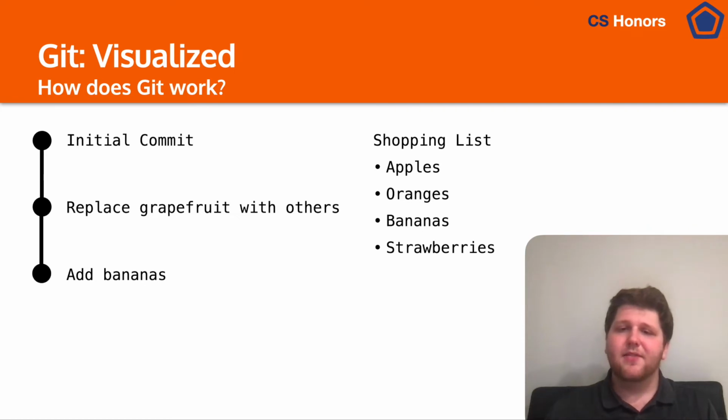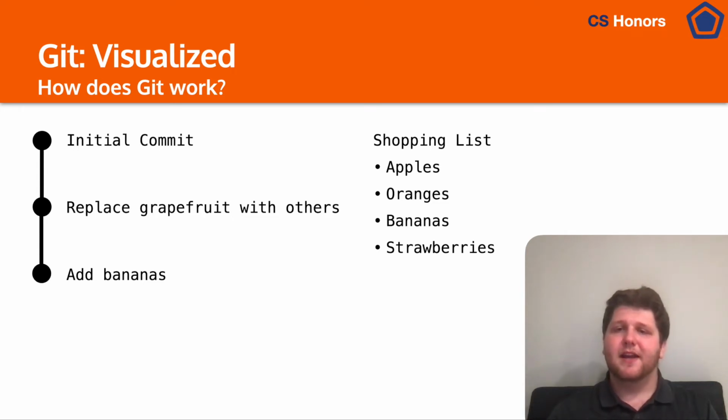And so now what we have is the initial list, which is going to be apples and grapefruit, and that's in that initial commit. And then we have another commit that stores apples, oranges, and strawberries. And then finally, we have one that stores apples, oranges, bananas, and strawberries all together. Right? So now we have all three of these commits.